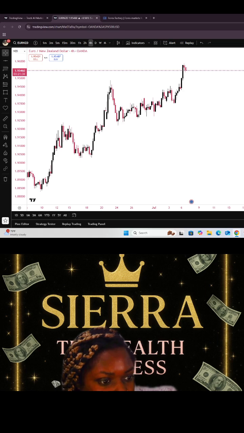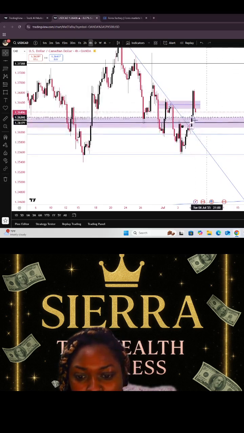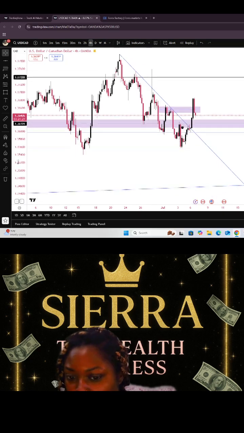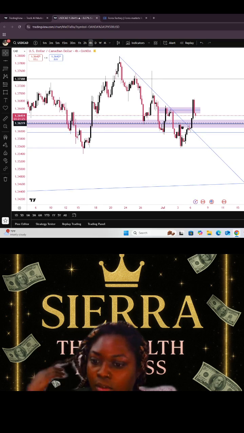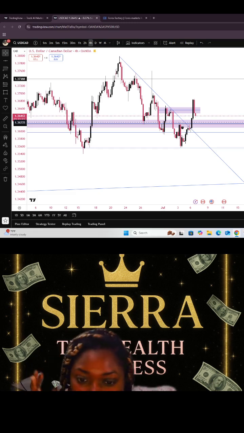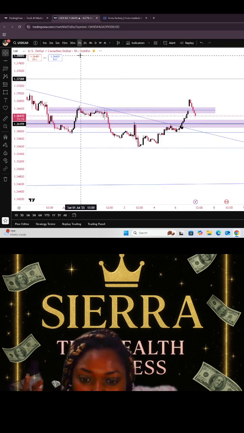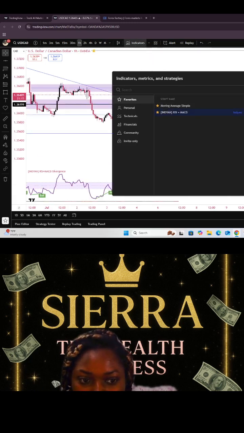So we're in sales on EuroCAD, and then USD CAD, we're looking for a buy. So I have my alert set here. We're just going to wait for price to get to this area. When price gets to this area, we're going to do the same thing as we did for EuroCAD. We'll go down to our lower time frame and we'll look for a candlestick signal.